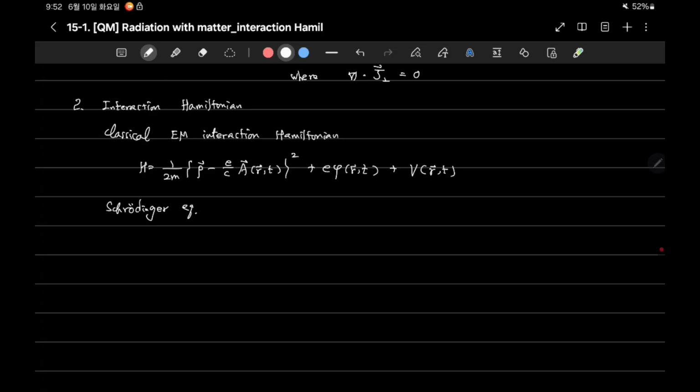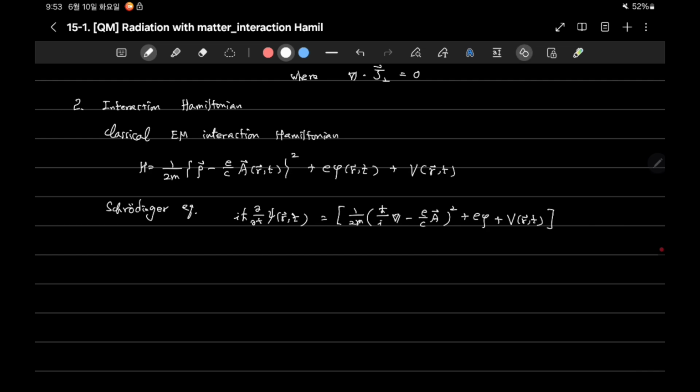The Schrödinger equation can be written as iħ ∂ψ/∂t = Hψ, where ψ is a function of r and t. Then the Hamiltonian can be written as (1/2m) times the momentum operator (ħ/i)∇ minus (e/c)A, squared, plus eφ plus V.